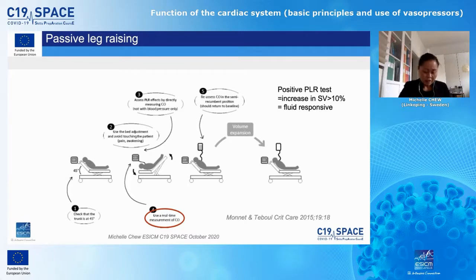So preload is manipulated by giving the patient a fluid bolus. If the patient is hypotensive, low blood pressure, and the doctor is considering giving the patient fluids, but you're not sure whether or not the patients will respond, this is one way to test whether or not patients will benefit or will increase their cardiac output in response to a fluid bolus. So the positive PLR test indicates that a patient is preload responsive.